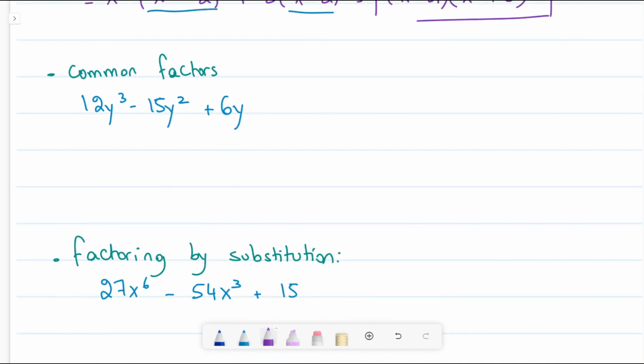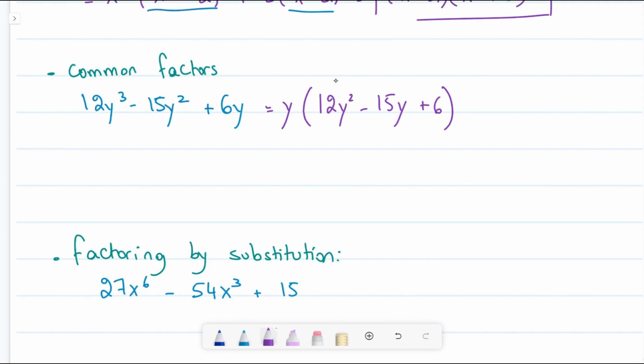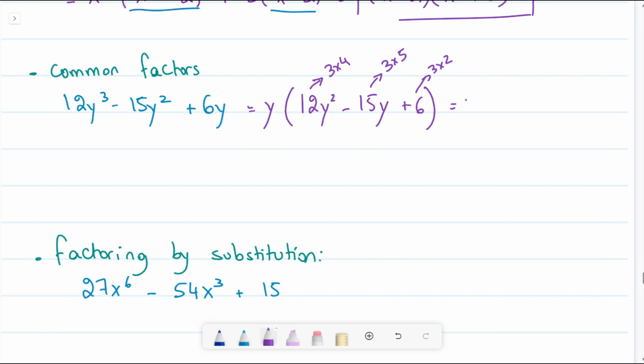Next, I will show you how to factor with common factors. I will start by factoring out the first common factor that's maybe obvious to see, which is the y. So I get 12y squared minus 15y plus 6. And then I might notice that 12 is 3 times 4, 15 is 3 times 5, 6 is 3 times 2. So I might as well factor out the 3. And this gives me 4y squared minus 5y plus 2.